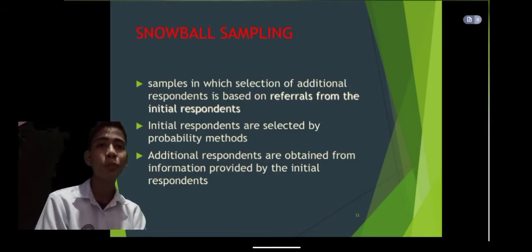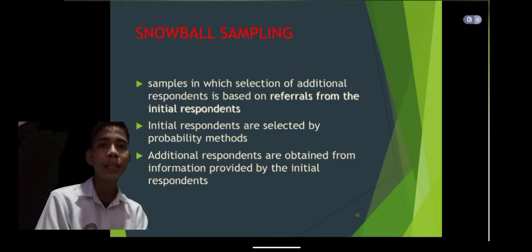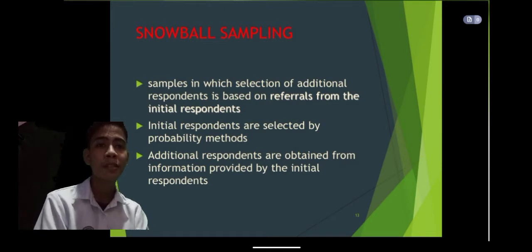Next is snowball sampling. These are samples in which the selection of additional respondents is based on the referrals from the initial respondents. These initial respondents are selected by probability methods. Additional respondents are obtained from information provided by the initial respondents.